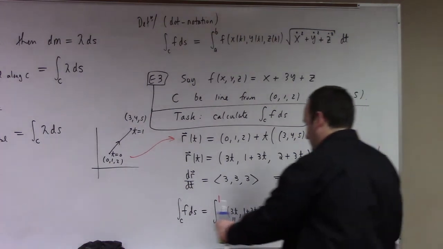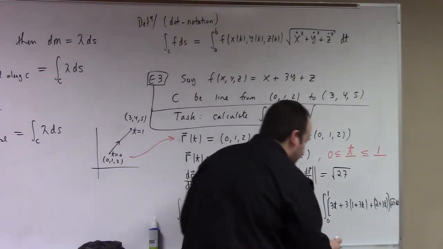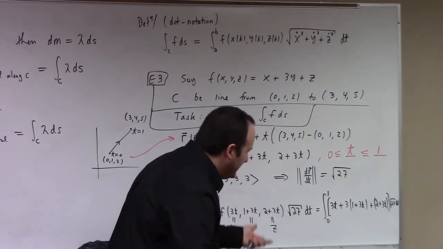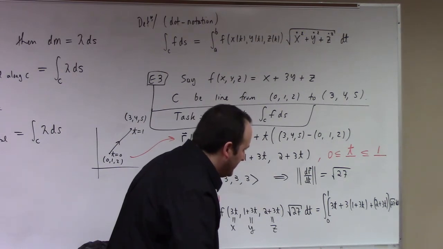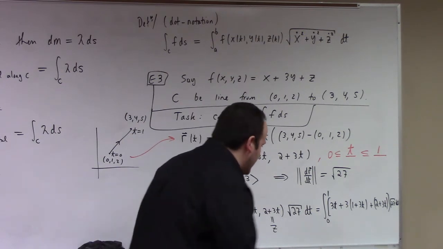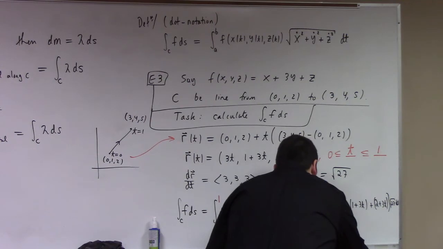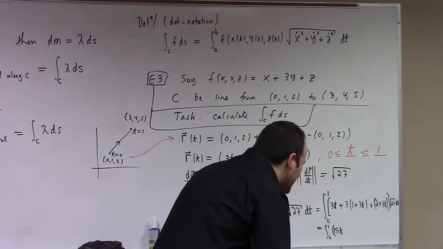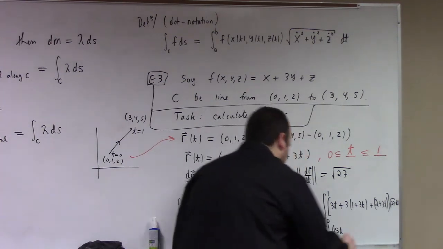Starts getting a little, I work myself into a corner again. How many t's do I got? I don't know. 3, 9. 3 plus 9 is what? 12. Looks like I got 15t. I see a 15t plus what? 5?